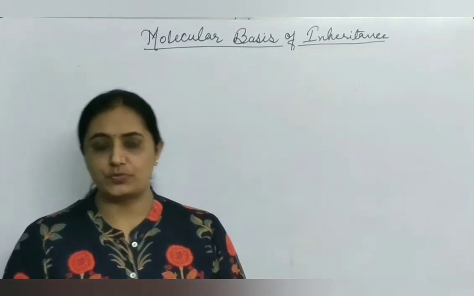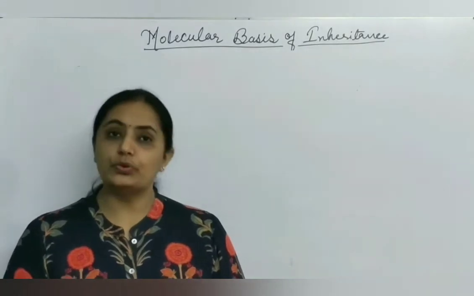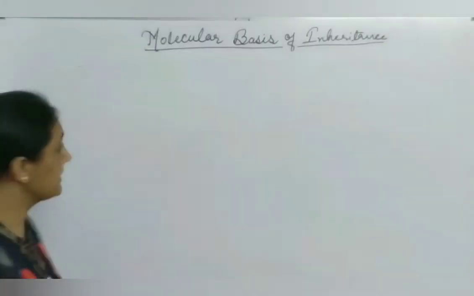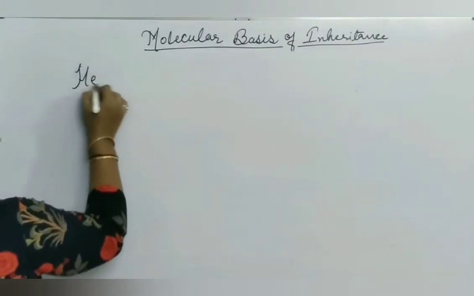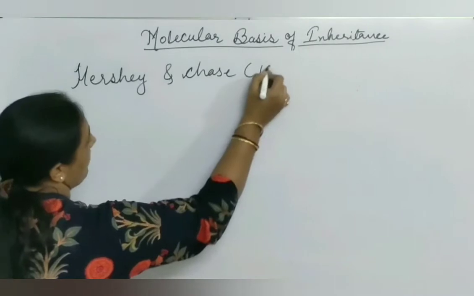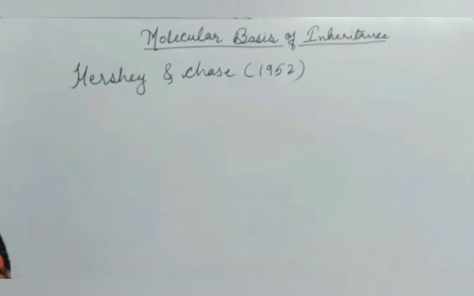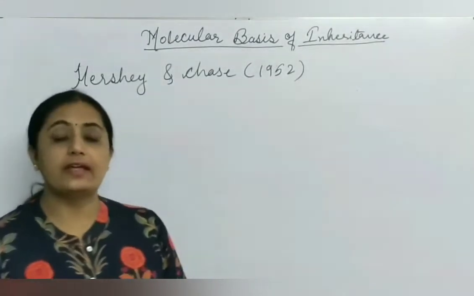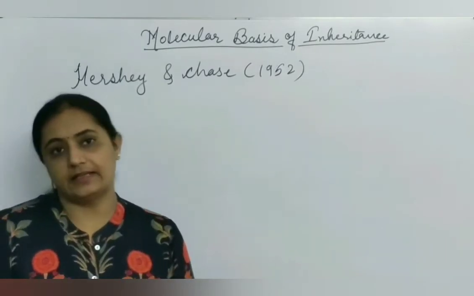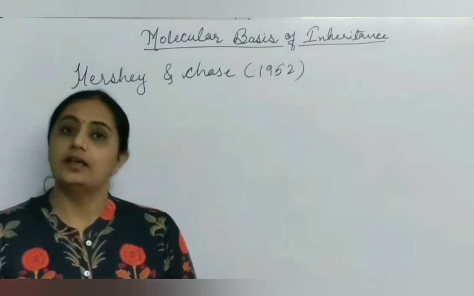About the next experiment, which was performed by scientists Hershey and Chase in the year 1952 to prove that DNA is a genetic material. What experiment and how they did it, that we will discuss here. Scientists Hershey and Chase performed the experiment by using a virus, bacteriophage. They used the virus bacteriophage, which infects bacterium, and they proved that DNA is the only material which is transferred from one organism to another organism and is considered a genetic material.